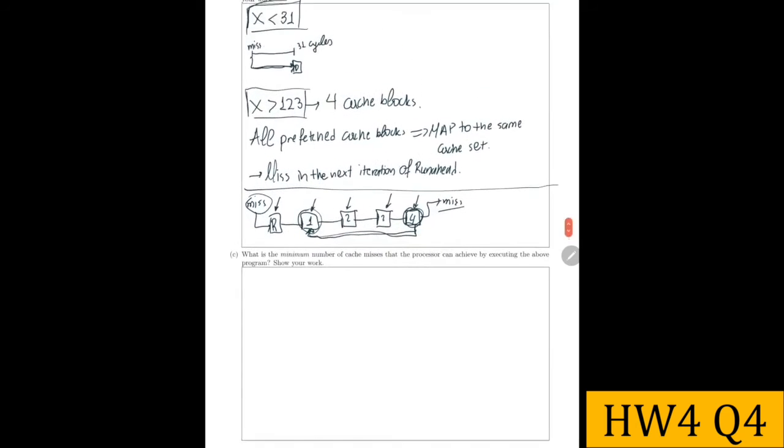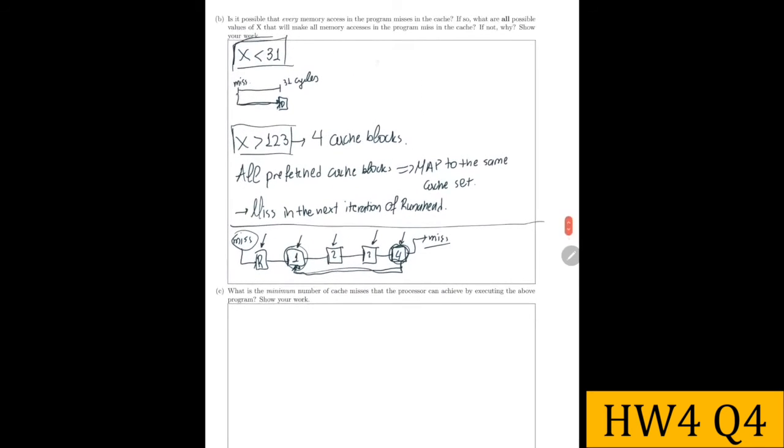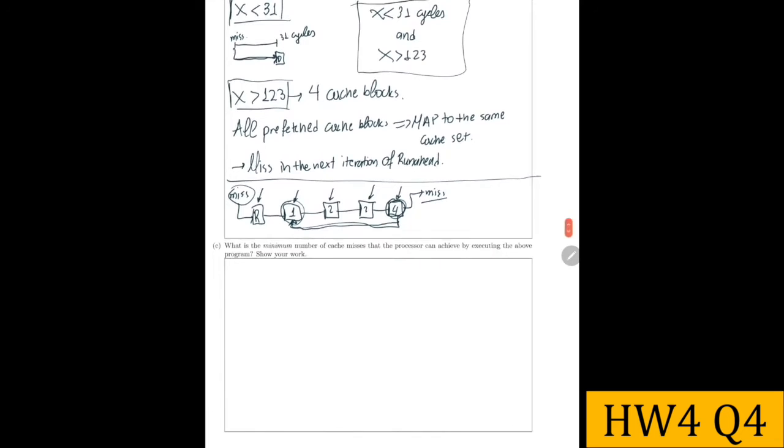I think this is the explanation here. So X needs to be smaller than 31 cycles, and X needs to be bigger than 123, so that you miss every time.